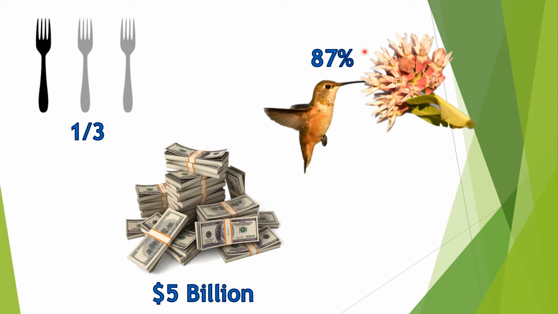About 87% of all the flowering plants in the world are pollinated by animals, so that kind of shows you how reliant plants are on these small animals to do that pollination for them, to make them reproduce.